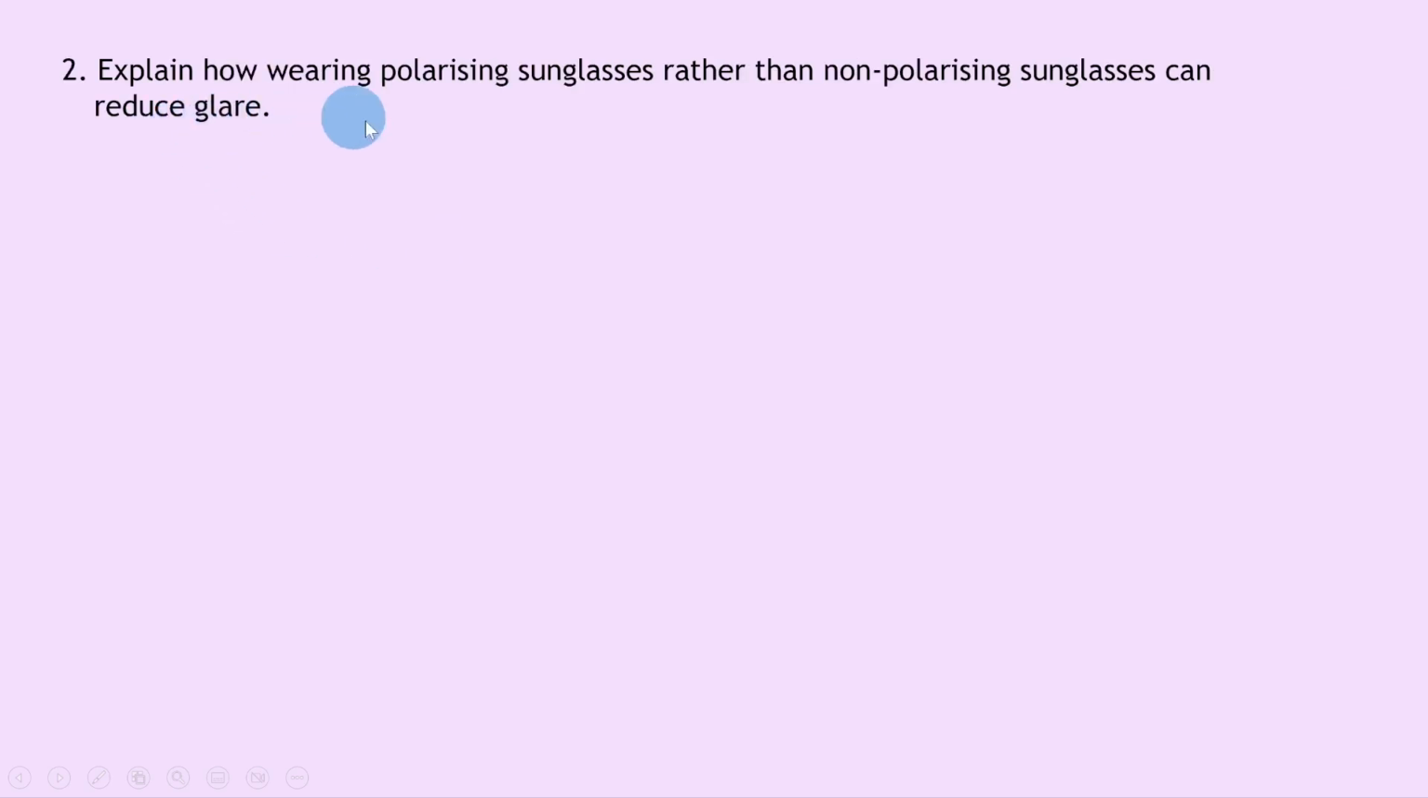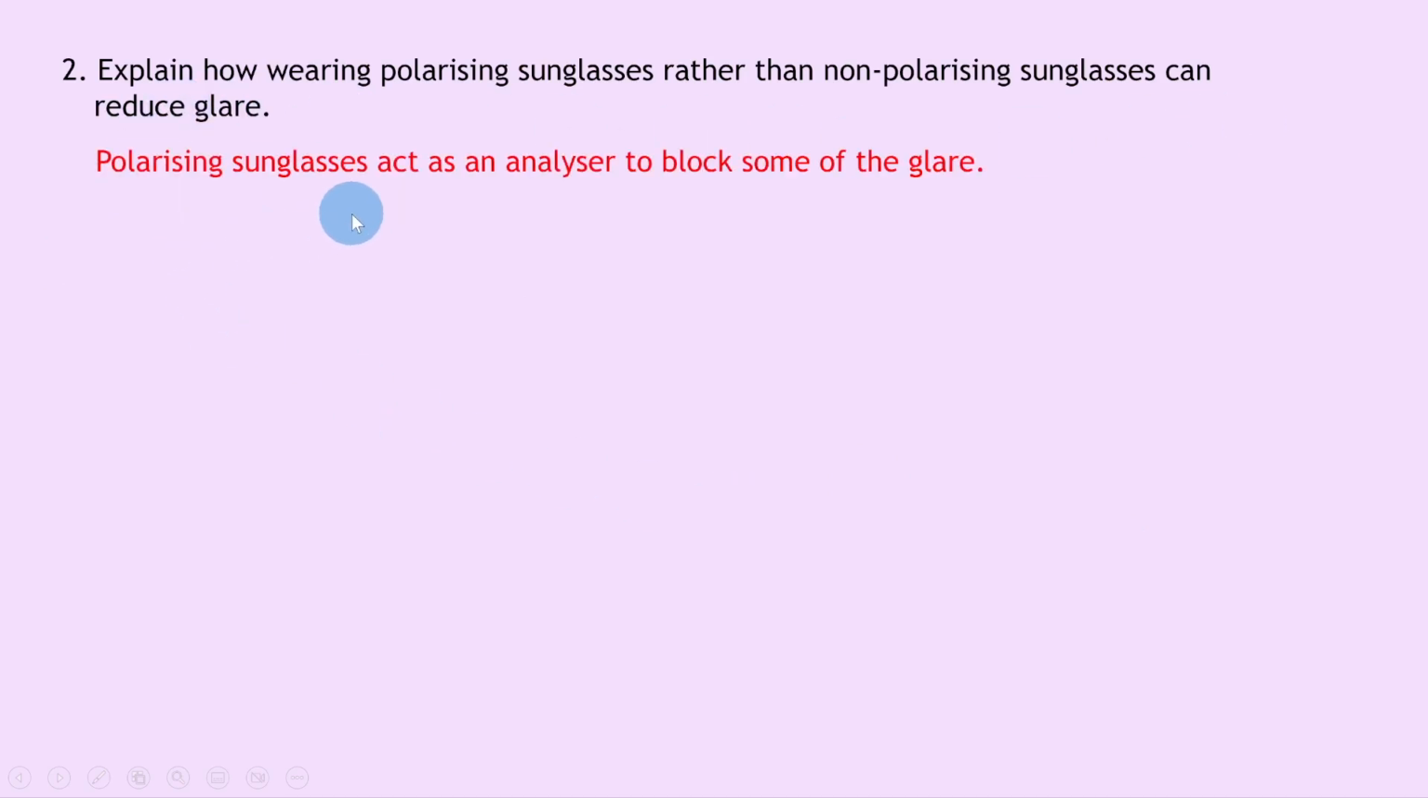Question 2 says explain how wearing polarising sunglasses rather than non-polarising sunglasses can reduce glare. Well, we can simply say that polarising sunglasses act as an analyzer to block some of the glare.